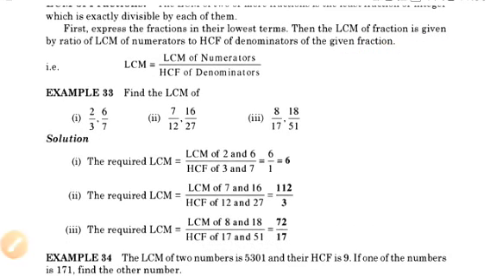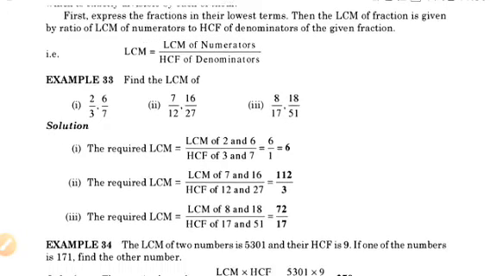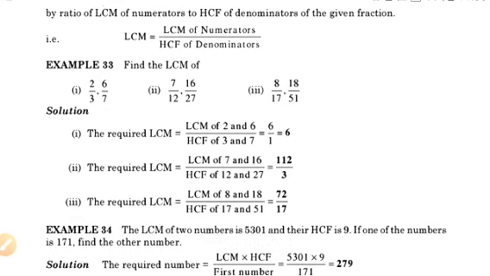In example number 33, first we are given the numbers 2 by 3 and 6 by 7. So 2 by 3 and 6 by 7 are in their simplified state, in the lowest terms. In the numerators we have the numbers 2 and 6, and in the denominators we have the numbers 3 and 7. As per the formula we have to find the LCM of 2 and 6, that is of the numerators, which is 6, and the HCF of 3 and 7 which are in the denominators. The HCF of 3 and 7 is 1. So after dividing 6 by 1 we get 6.